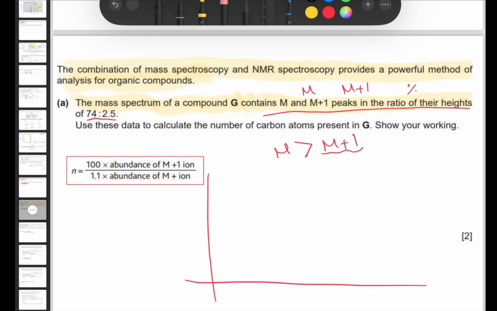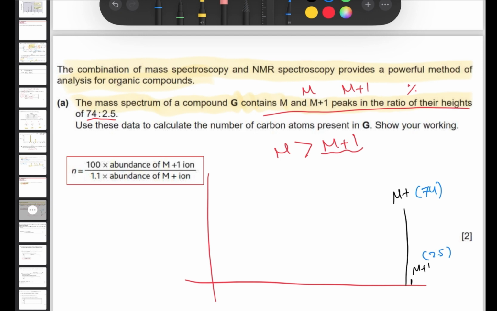I just want to draw something that makes some sense for you. This is M plus, and this one here is M plus 1. So the height of M plus is equal to 74, and the height of M plus 1 is equal to 2.5. And that's why it's very small here.